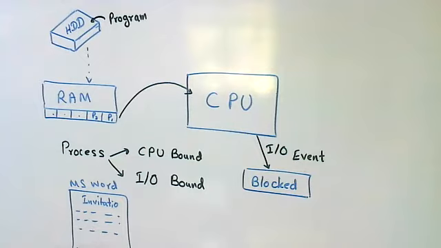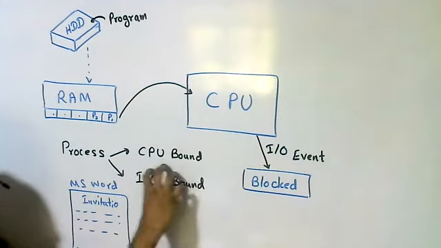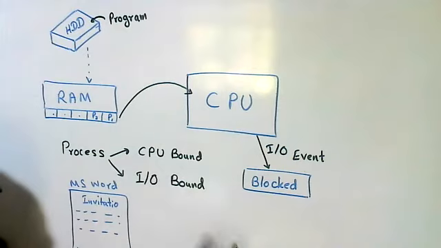right? Hope it's clear, students. So this kind of process mostly depends on IO, input output. So it is called an IO bound process. But there are some processes.